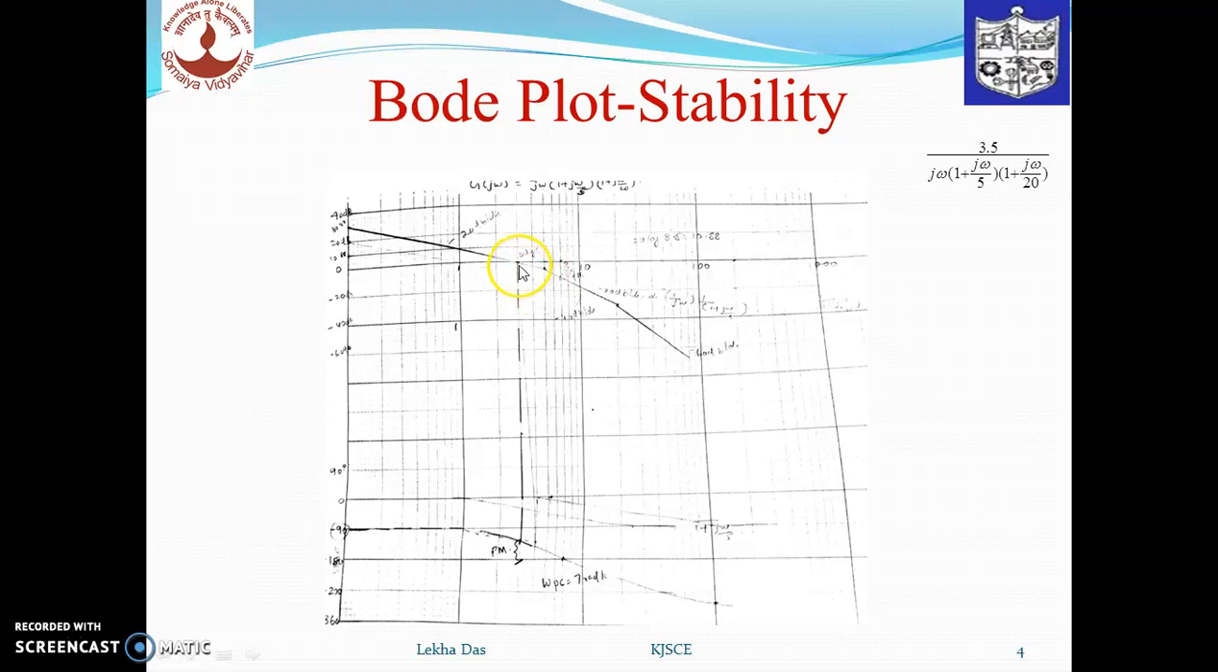And phase margin is at omega GC. Get the angle, it happens to be minus 140. So 180 plus minus 140, which is 40 degree, that is the phase margin. And if both phase margin and gain margin are positive, the system is stable. Here both phase margin and gain margin are positive, so the system is stable.